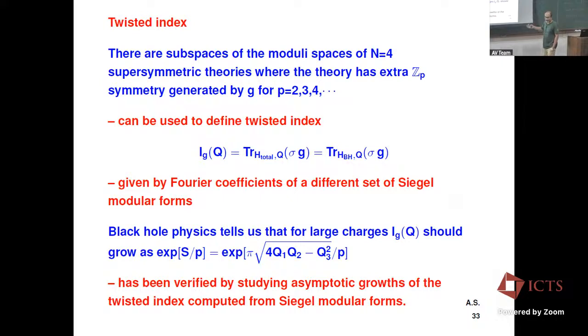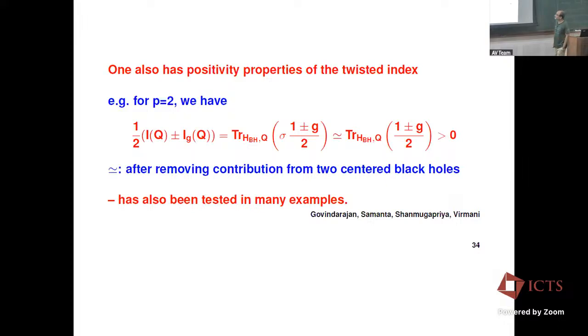The same kind of analysis that we did for the index itself, one can also do for the twisted index. One can also test the positivity property of the twisted index, and the way it goes is the following. Let's take P equal to 2, order 2 group. So we know how to calculate IQ and we know how to calculate IGQ. These are given by different Siegel modular forms.